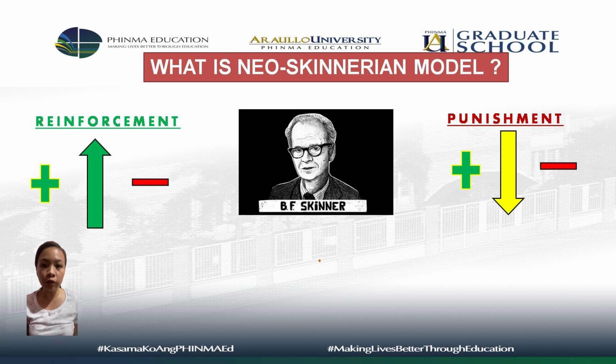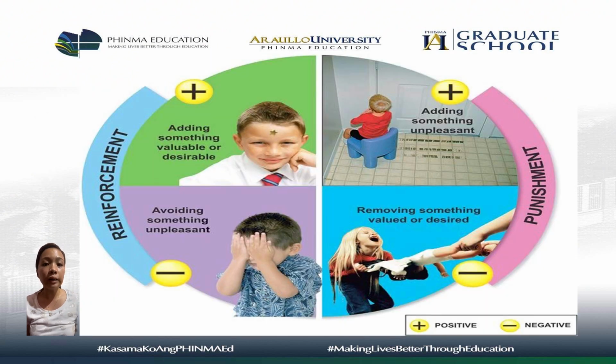But in operant conditioning, positive and negative doesn't mean good or bad. So, si Skinner puts positive and negative in mathematical point of view. Positive means you are adding something, while negative means you are removing or taking away something. So, now let's go to these four terminologies. Positive reinforcement, negative reinforcement, positive punishment, and negative punishment.